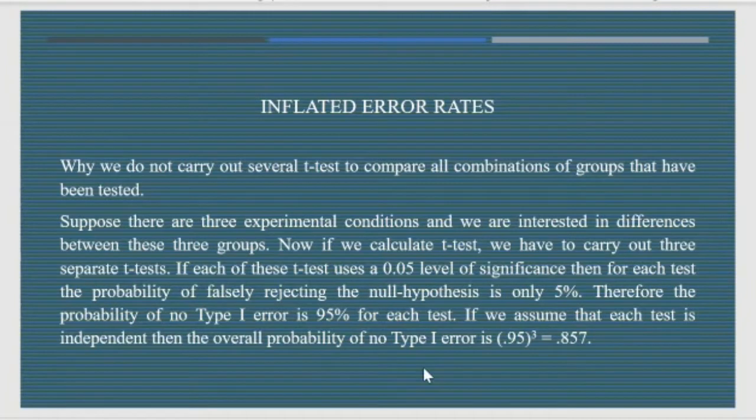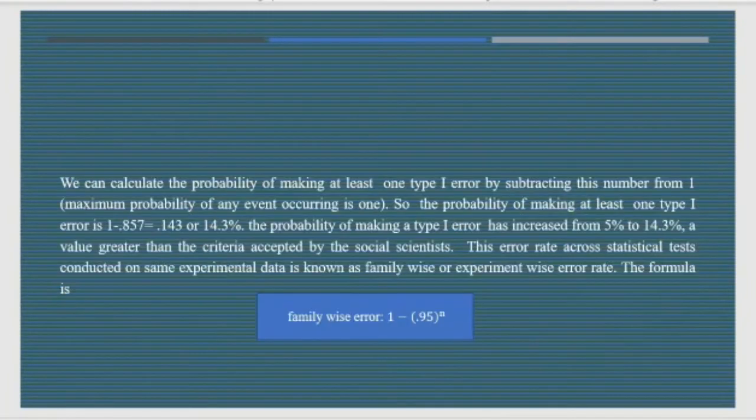Now, what will be my total chance of doing a type 1 error? That will be 1 minus 0.95 to the power of 3, which is 1 minus 0.857, which is 14.3%. So if I conduct one t-test, there is a 5% chance that I will commit a type 1 error, and if I compute 3 t-tests, then there is a 14.3% probability that I will make a type 1 error. So you can see it has increased.